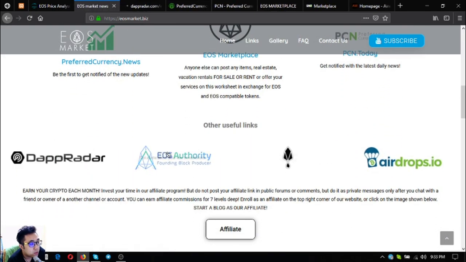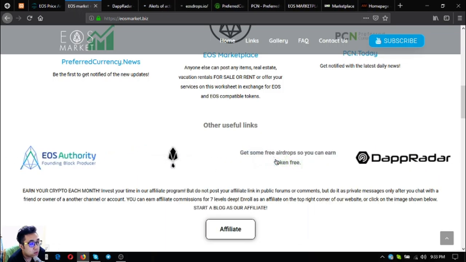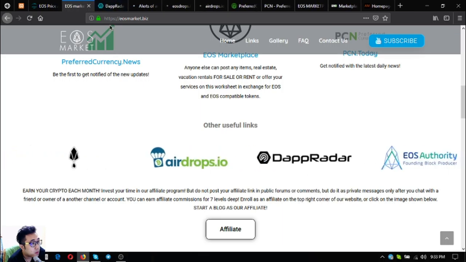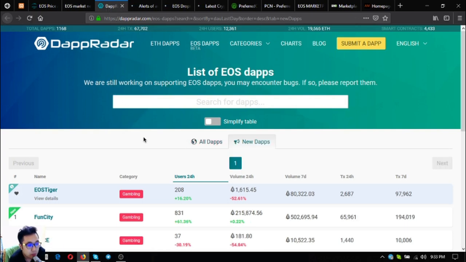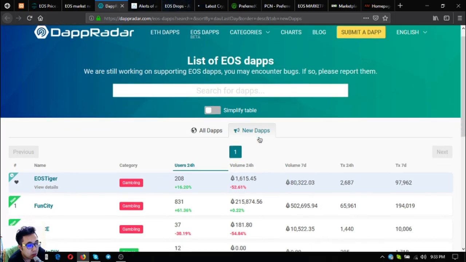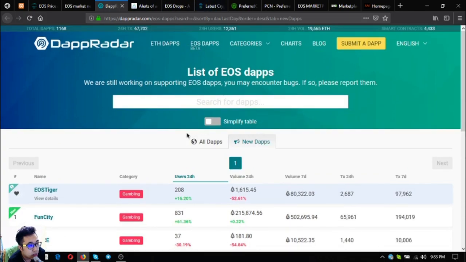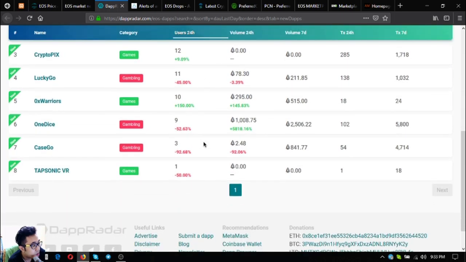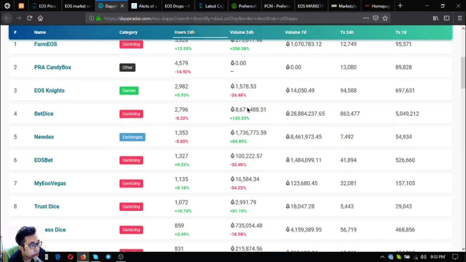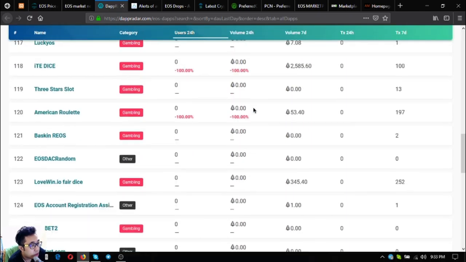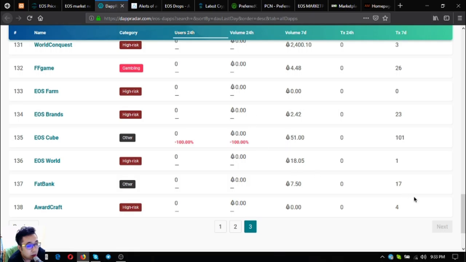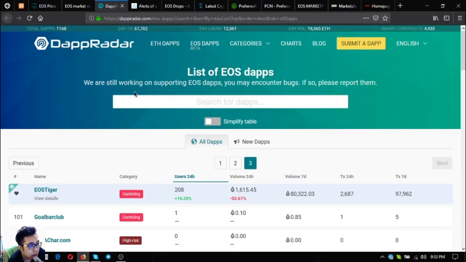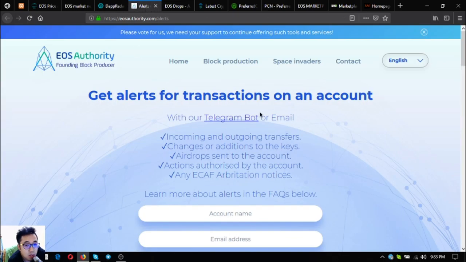Also, you can see here four other links. The first is the list of all the EOS dApps and all the new EOS dApps. This is dappraider.com/EOS-dApps. Currently there are 138 dApps on this website. The next one is a tool. eosauthority.com/alerts is a tool where you can monitor your EOS transactions in your account.